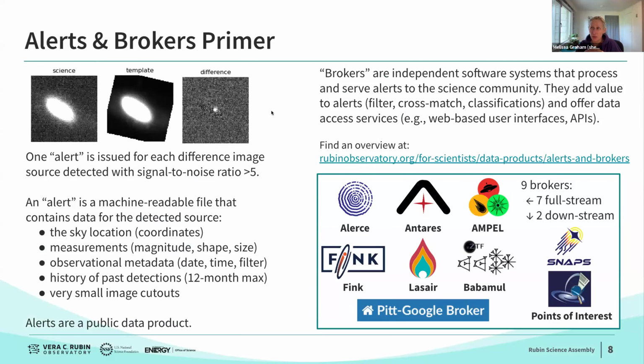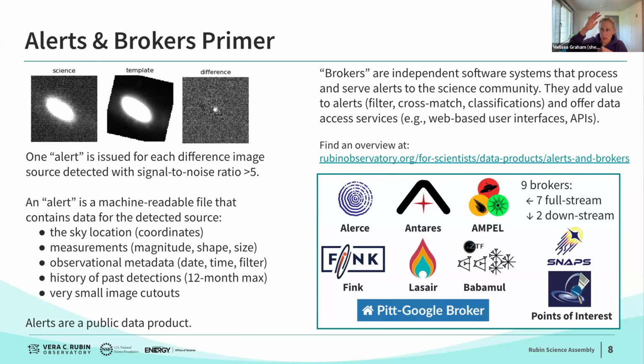One alert is issued for each difference image source that's detected with a signal to noise ratio greater than 5. So a new science image comes in, subtract off a template that's an older image to make the difference image. Then you run source detection on that difference image. And every source that's detected, whether it's positive or negative, so whether that particular source increased or decreased in brightness between the science and the template, so long as that signal to noise ratio is greater than 5, it gets detected and an alert is produced.